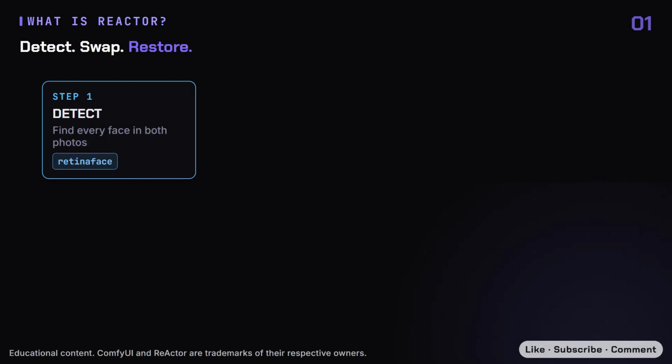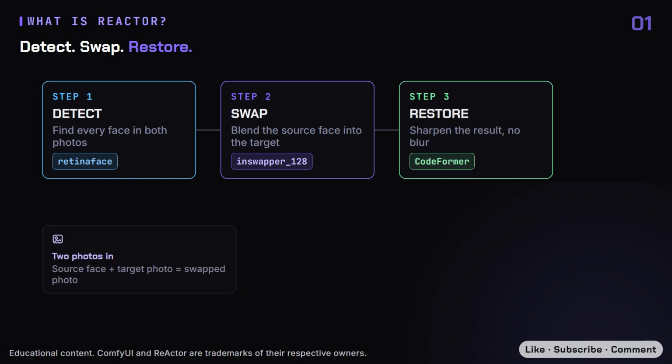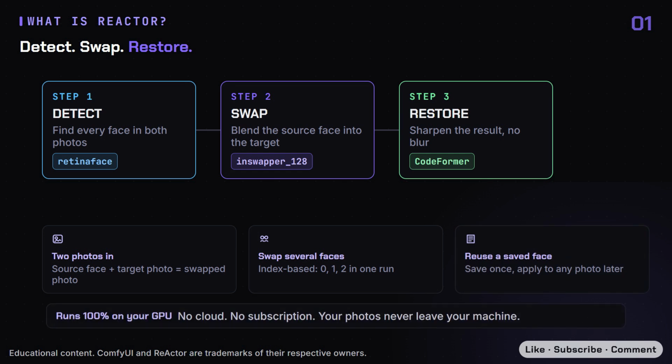First, detect. It finds every face in both photos. Then swap. It blends the source face into the target, keeping pose and lighting. Finally, restore. CodeFormer sharpens the result. All on your own GPU.